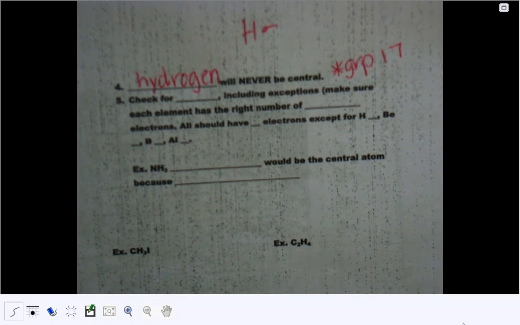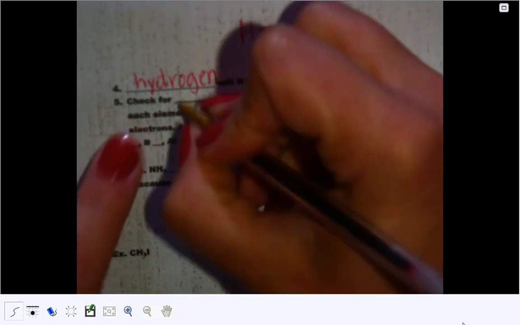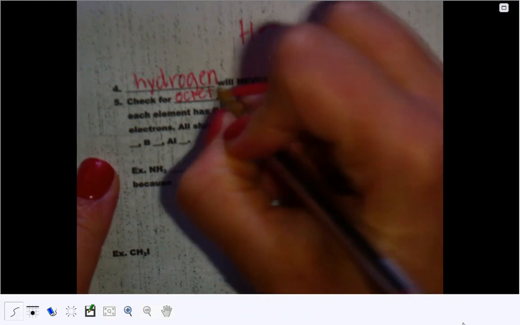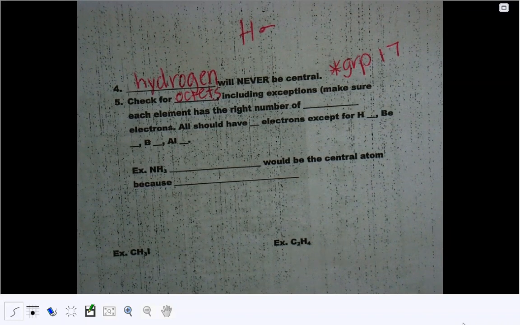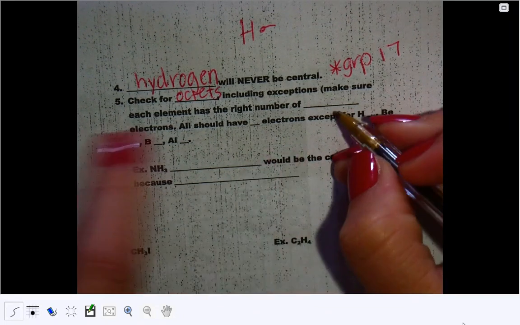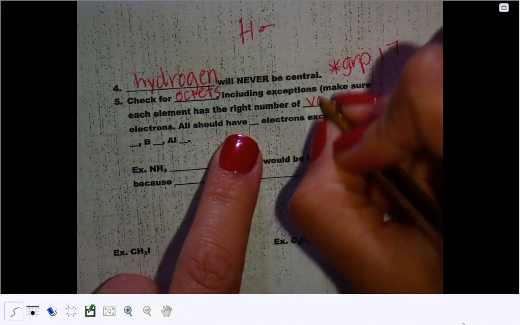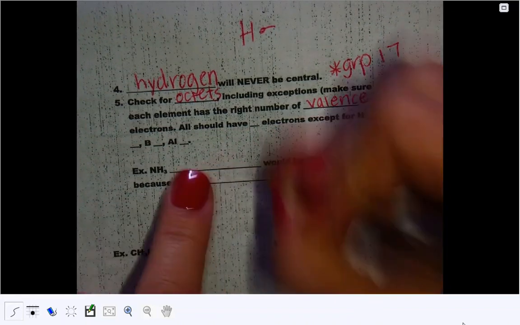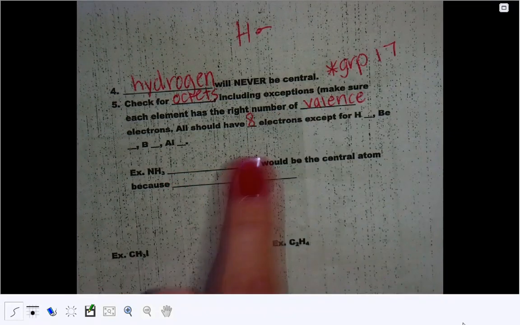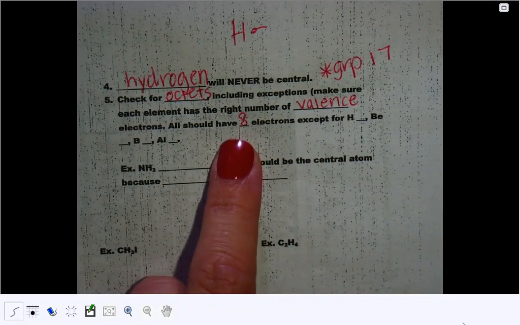Okay, got it. Cool. So you're going to be checking for octets. Now, when I say octet, we do know not everybody gets 8. For example, who does not get 8 for sure? That is written right there. Hydrogen, right? Exactly. So we have some exceptions. So you have to make sure that each element has the right number of valence electrons. So all should have 8. So when in doubt, it's 8.